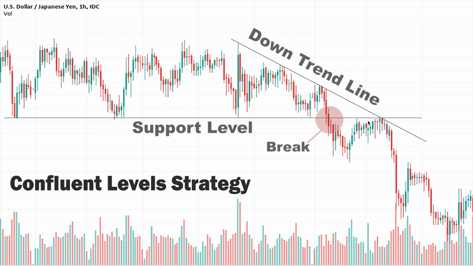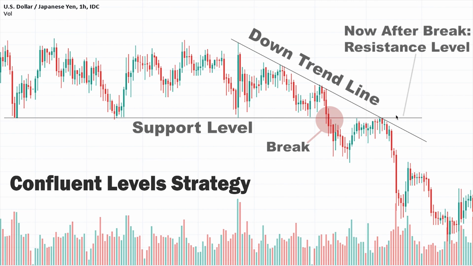At this point, you can see that this support level is broken and the price went for a pullback and retest of this broken support level that is now acting as a resistance level. On the other hand, we have this downtrend line which is also acting as a resistance level, and at this point we have a crossing of these two resistance levels. This is a very significant zone because we have confluent resistance levels. One is this broken support level that is now acting as a resistance level, and the other is this downtrend line. The probability of price declining after reaching this point is very high, and you can see how the price declined after reaching this confluent level.